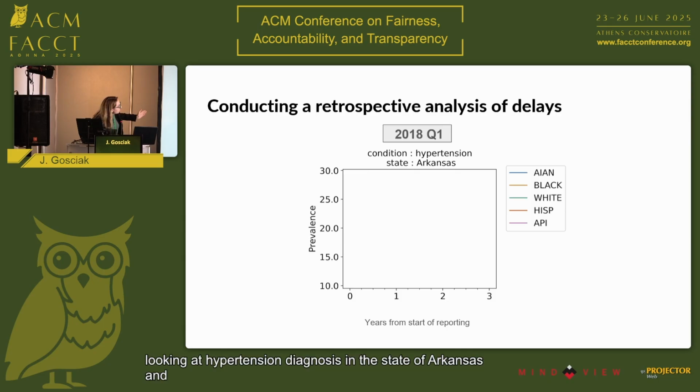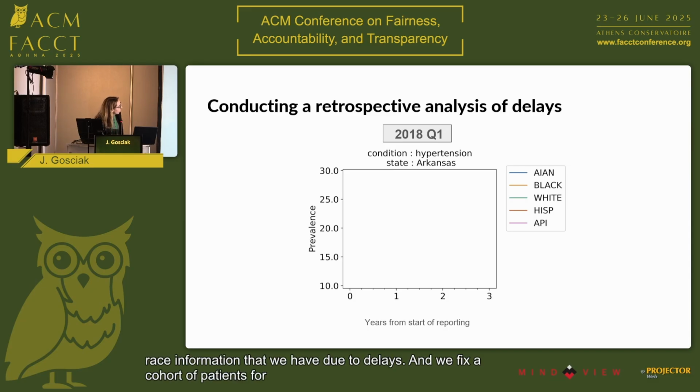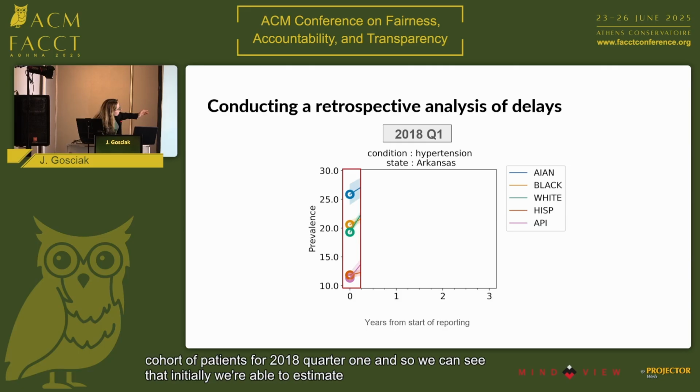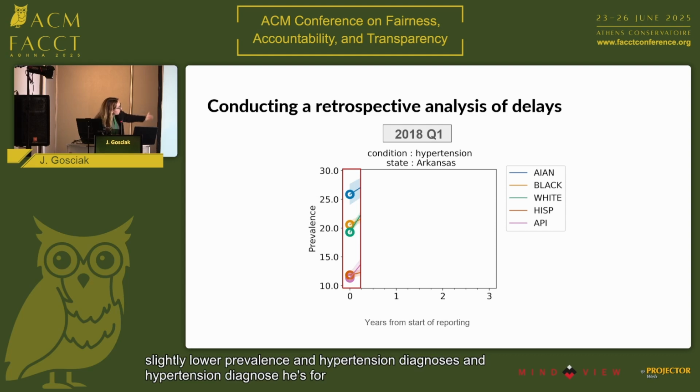And what we do is we estimate prevalence over time, where the only thing that is changing in this figure is the amount of race information that we have due to delays. We fix a cohort of patients for 2018 Q1, and so we can see that initially we're able to estimate prevalence, and you'll see that, for example, prevalence for white and Black patients looks quite similar. White patients have slightly lower prevalence in hypertension diagnoses, and hypertension diagnoses for Hispanic and Asian or Pacific Islander patients are also quite similar.